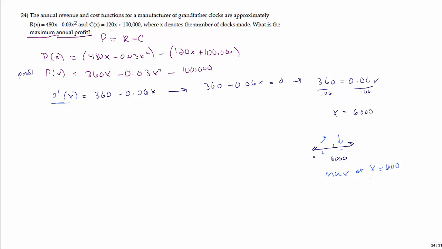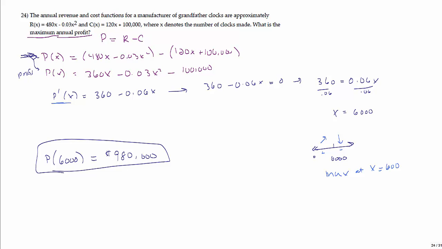All right, so I come back up here and they ask me what is my maximum annual profit. Okay, so I know when it occurs. Now I need to know what my maximum profit is. So that means I have to plug it into the profit function. So what is P of 6,000? Actually, I'm going to plug into my profit function right here, where once it's simplified. And I'm going to get $980,000. That's my max profit, and it occurs when 6,000 grandfather clocks are manufactured and sold.